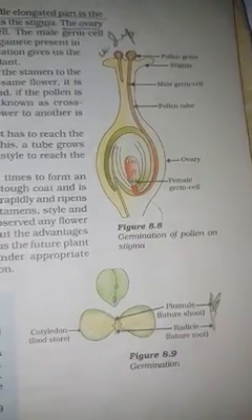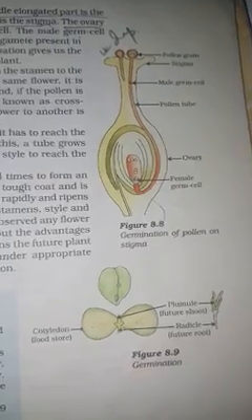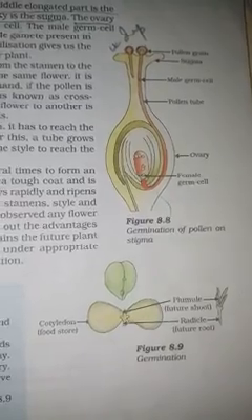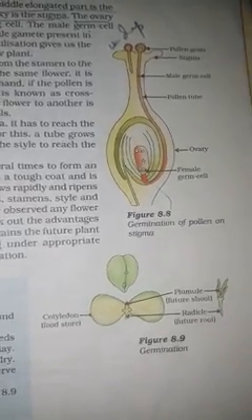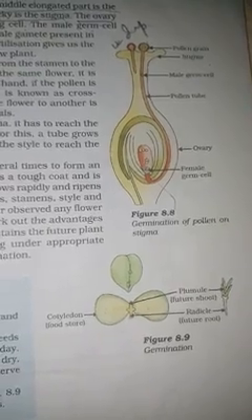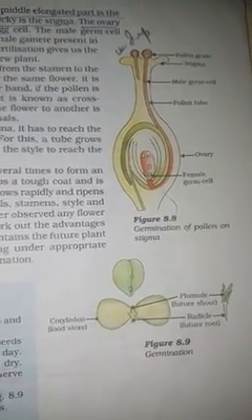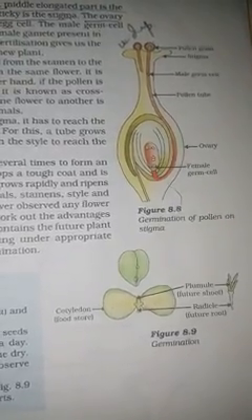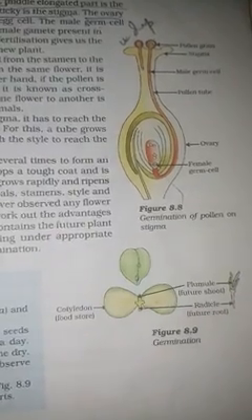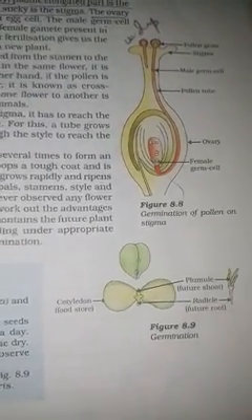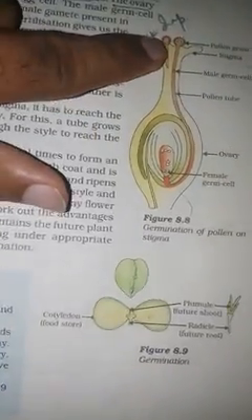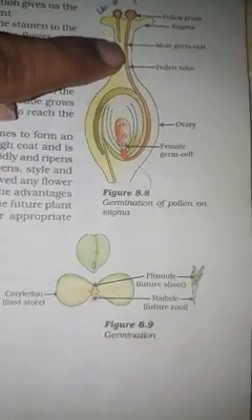If the transfer of pollen grains happens from the pollen sac to the stigma of the same flower, that is called self-pollination. If the pollen grains are transferred from the pollen sac of one flower to the stigma of another flower of the same plant, or of another plant of the same species, that is called cross-pollination. After pollination, the pollen grains germinate and make a tubular structure called the pollen tube.